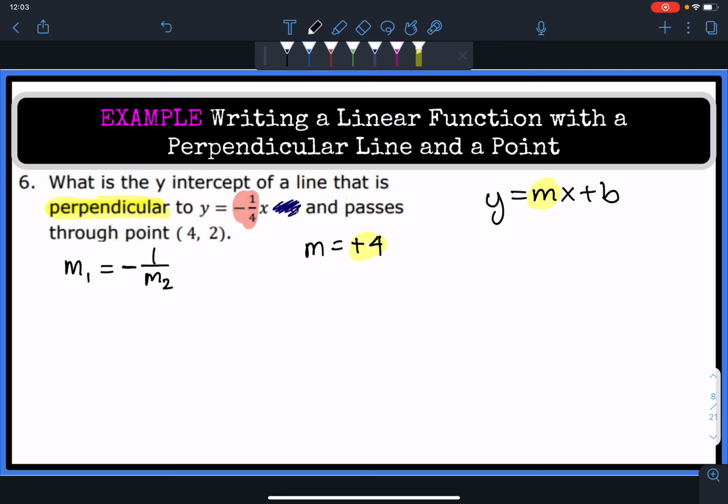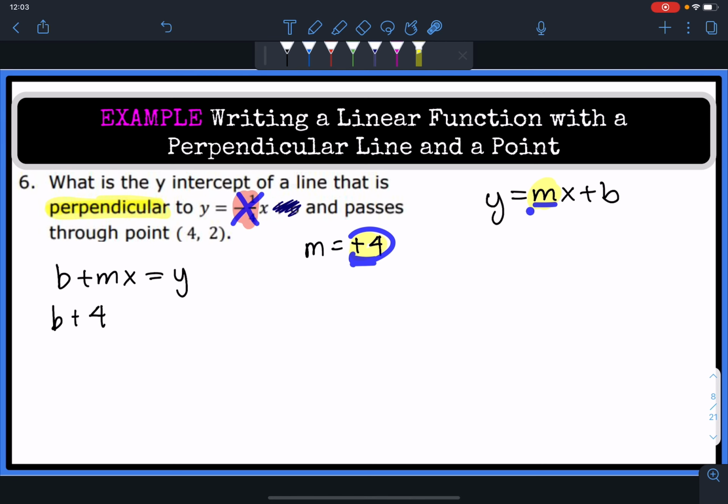And then to figure out the y-intercept, well, I simply do the exact same thing I've done in the other examples. I simply take this formula and write it backwards. b plus mx is equal to y, and I substitute in the following numbers. For m, I'm going to substitute in +4. Again, this new slope, not the one from the line, but the new one I'm going to plug in here. The x value, again, I'm going to get from the ordered pair, which is the 4, and I'm going to set it equal to the y value, which is 2.